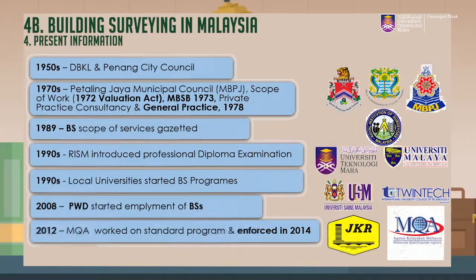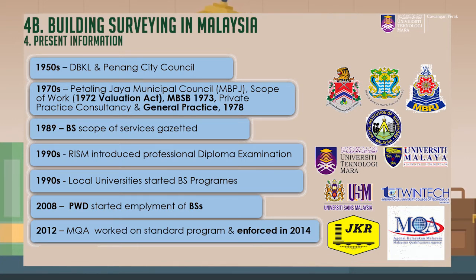So how about the development of building surveying in Malaysia? In the 1950s, Dewan Bandaraya Kuala Lumpur, or Kuala Lumpur City Hall, and Penang City Council established a post of building surveyor. Twenty years later, Petaling Jaya Municipal Council, or MBPJ, Majlis Bandaraya Petaling Jaya, followed the step. Around the 1970s, the scope of work, which is part of the Valuation Act 1972, was established.